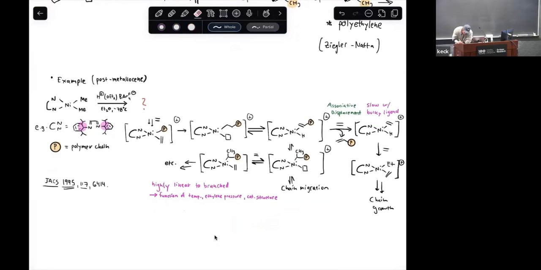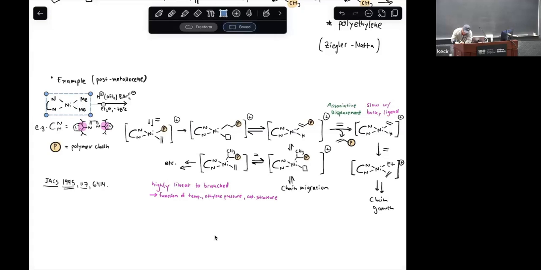Okay, so I mentioned something changed in the 1990s that came online and complemented Ziegler-Natta polymerization. So what is it? So let's consider now this system, so-called post-metallocene system, from who else but our chemist of the day, Maurice Brookhart. So what's going to happen here?